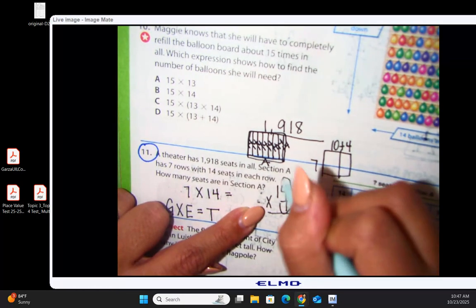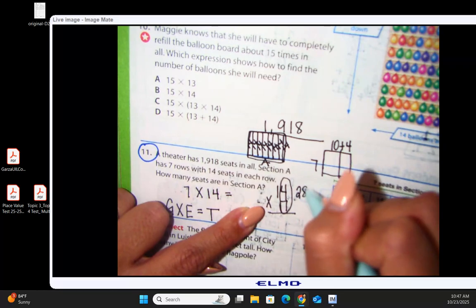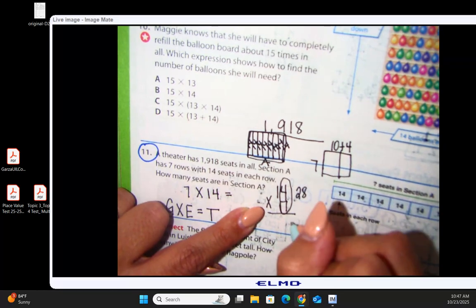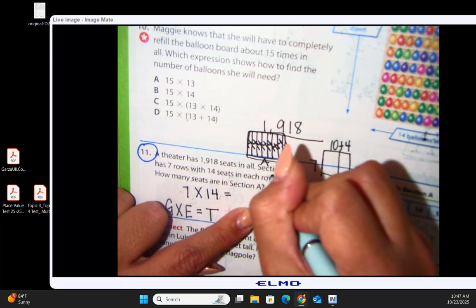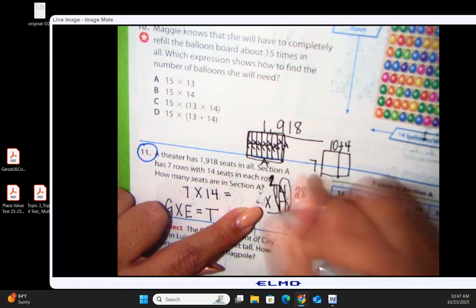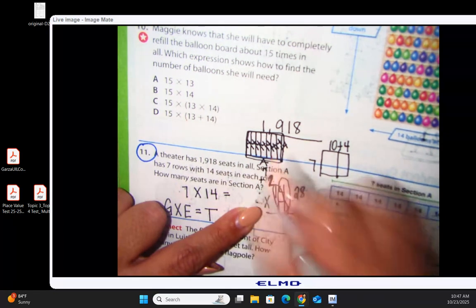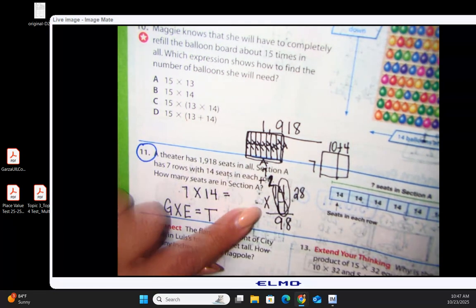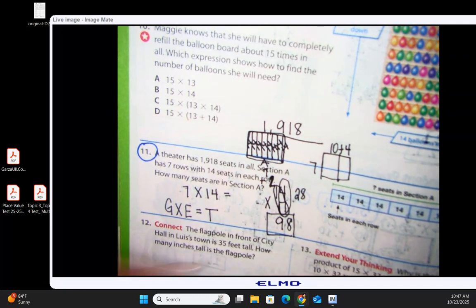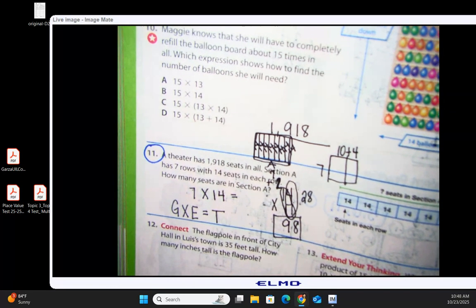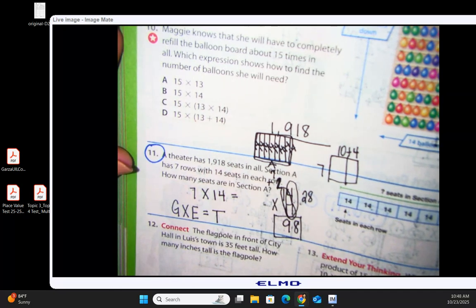So 7 times 4 is 28. The number on the right goes right down. The number on the left is lifted up. 7 times 1 is 7. Plus 2 is 9. So my product is 98. There are 98 seats in section A.